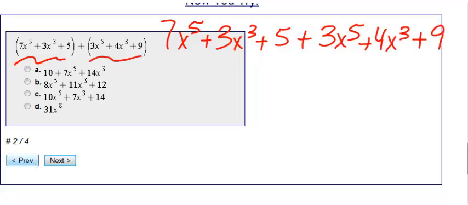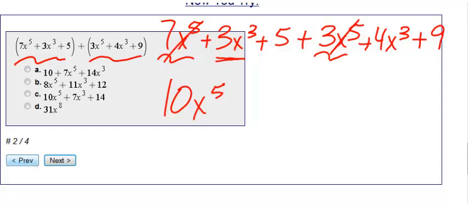Then I'm combining my like terms, a 7x to the fifth and a 3x to the fifth. 7 and 3, I get 10x to the fifth. I'm done with those. I'm going to cross those off. Then I look, I have 3x to the third here and a 4x to the third here. When I combine those, I get a 7x to the third.